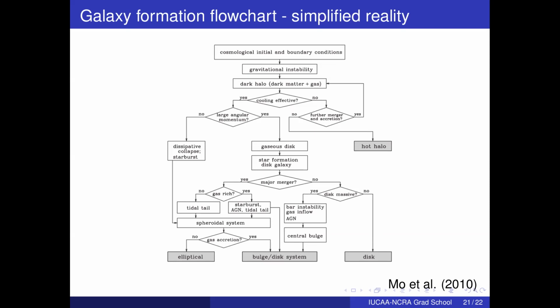Tidal tail contains stars usually. Not much gas. So the tail is basically stars that have been stripped out of one of the two galaxies that are interacting, and so it's a tidal effect. Whereas if it's gas rich, then more stars can form. So all of these can lead to a high entropy system, some kind of spheroidal system.